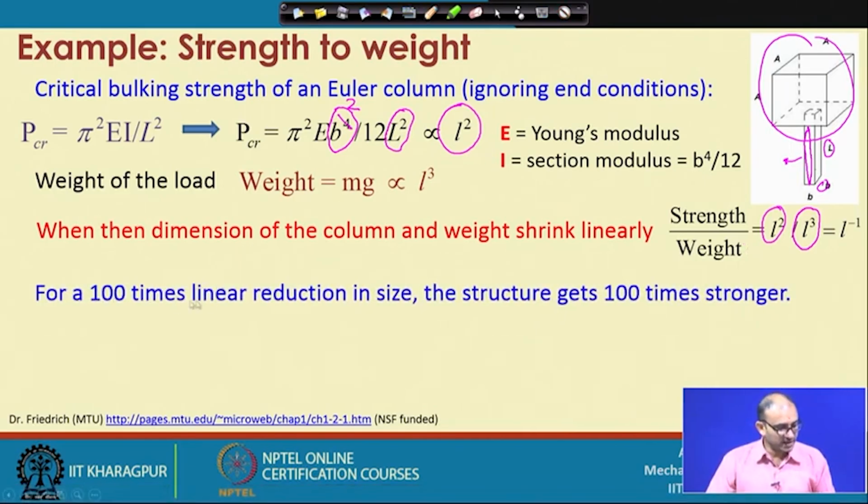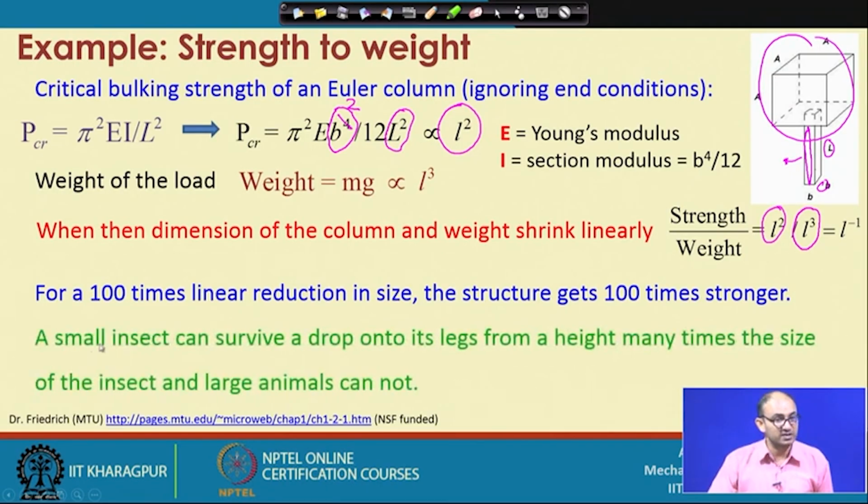For a 100 times linear reduction in the size, the structure gets 100 times stronger because it is L raised to minus 1. So the advantage is that if you are scaling down a system, such as a cantilever beam or something which is taking the weight of a part, then smaller things can actually carry relatively very large weight.